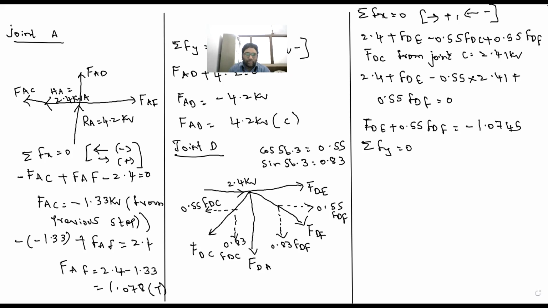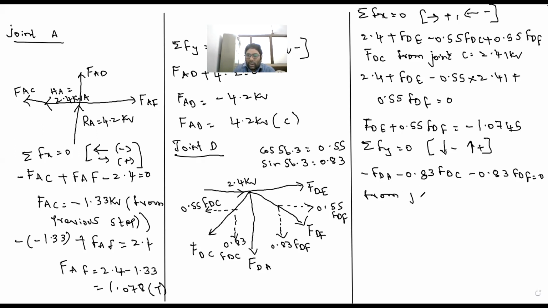What is the next step? Sigma Fy is equal to 0. When we write sigma Fy, all vertical. So downwards is negative, upwards is positive. What are all there? Downward minus FDA minus 0.83 FDC, okay, minus 0.83 FDF is equal to 0. What is FDA? How much you got? 4.2 compression. So write it here.